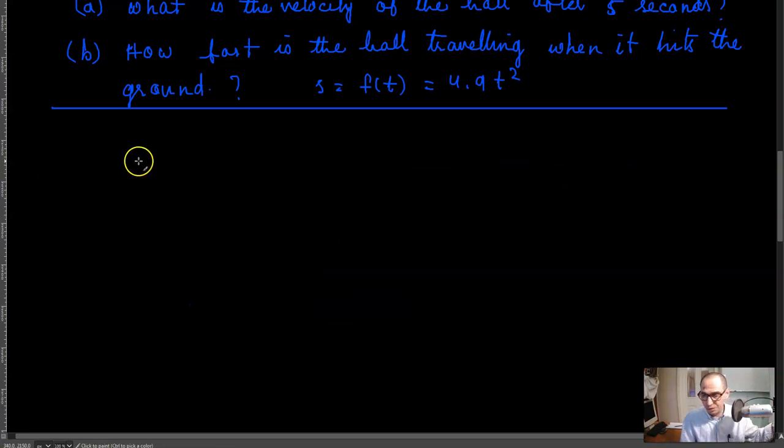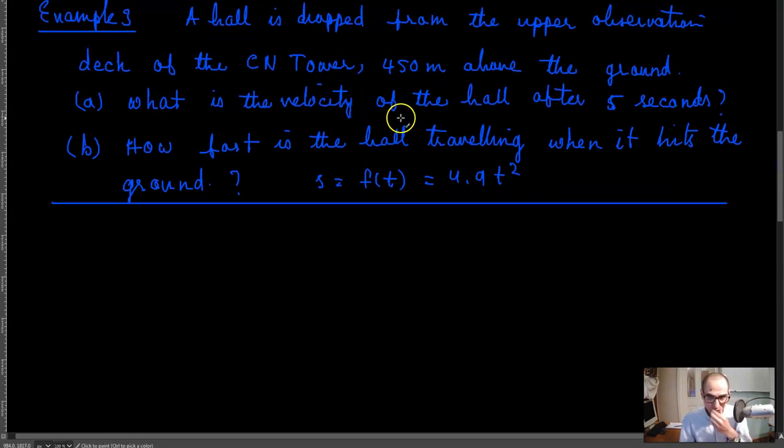Now, what we want to find over here is the velocity of the ball. When we say velocity here, we mean instantaneous velocity. When we say the velocity of the ball after 5 seconds, that means we want to find V of 5. And V of 5 means the velocity of the ball at t equal to 5 seconds, right?